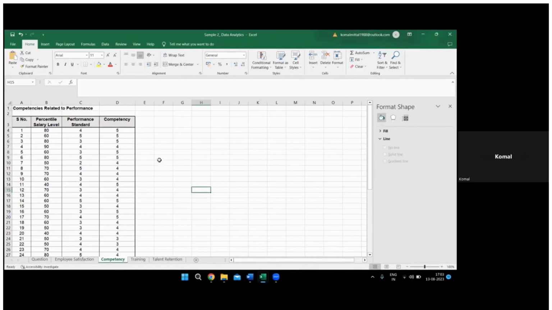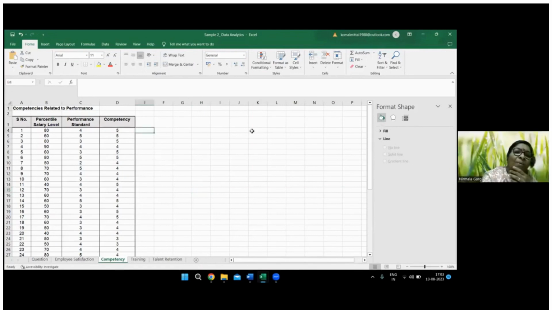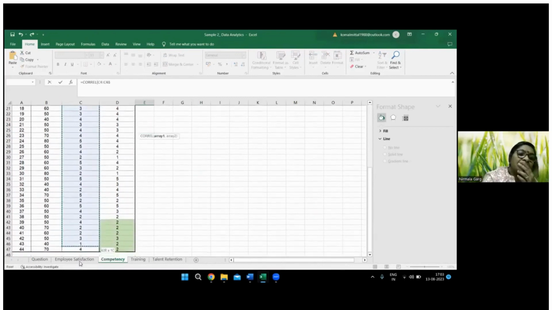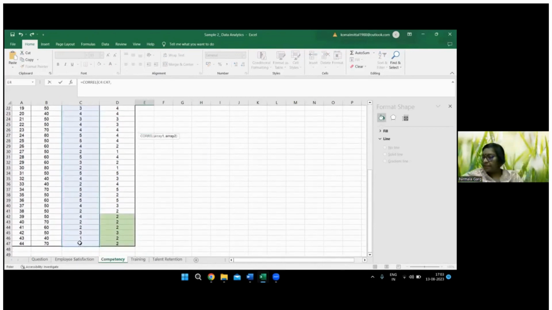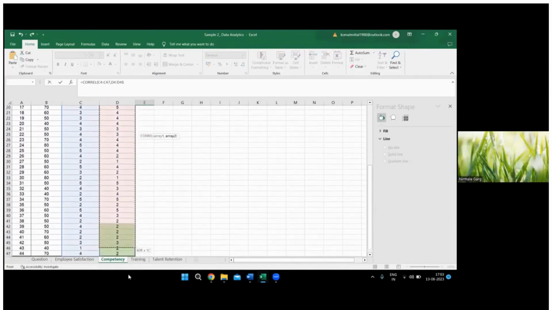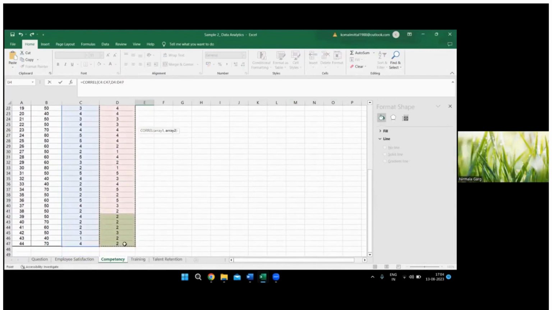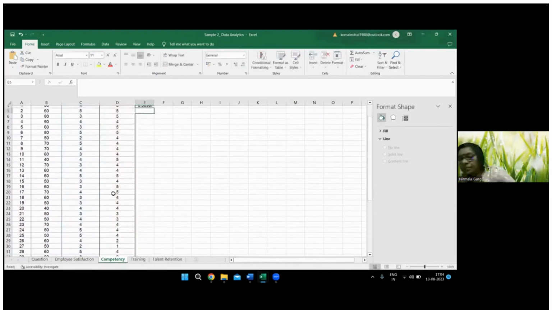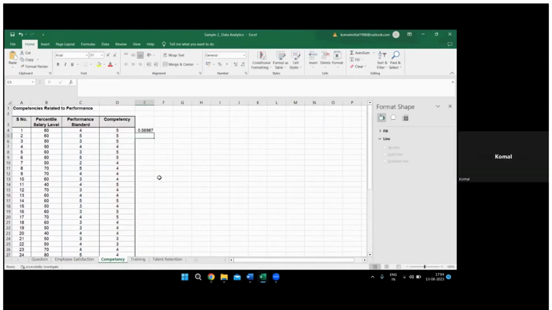We need to find the correlation between performance standard and competency, meaning the higher the competency, the higher the performance. It's 0.56, ma'am. Yeah, correct. So there is a strong correlation.